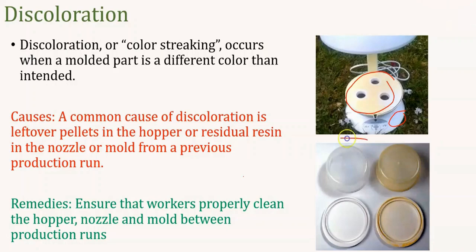You can see this is the correct part and this is the defective one. Both parts are new, but the defect has happened in the form of discoloration. The major cause of discoloration is leftover pellets in the hopper or residual resin in the nozzle or mold from the previous production run.